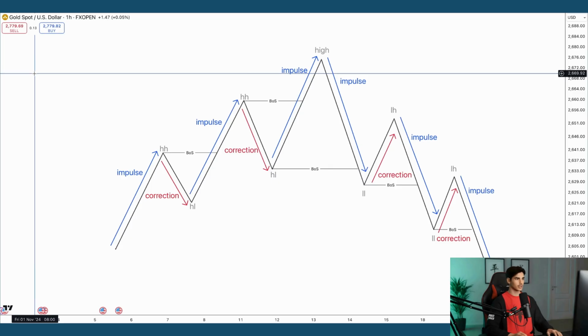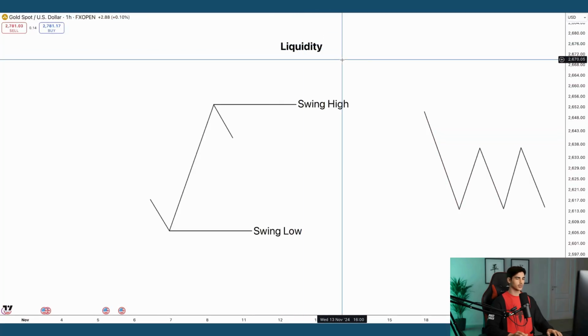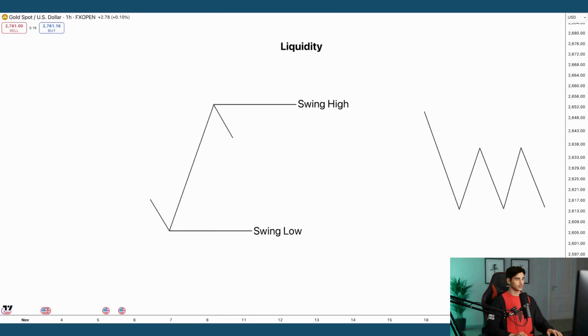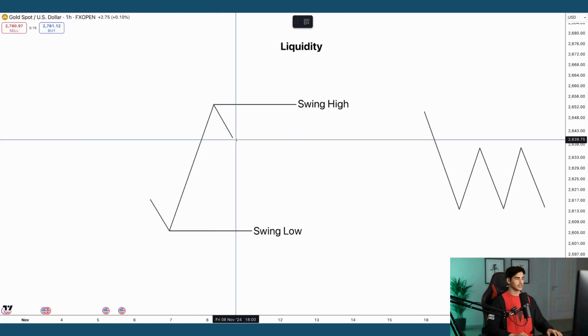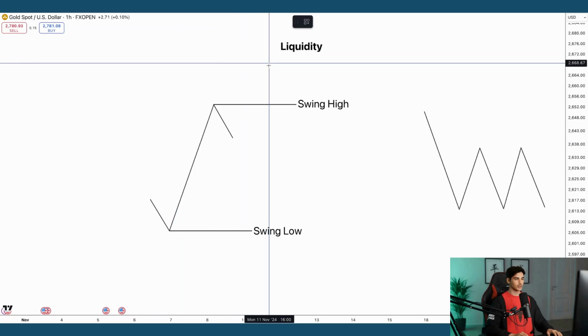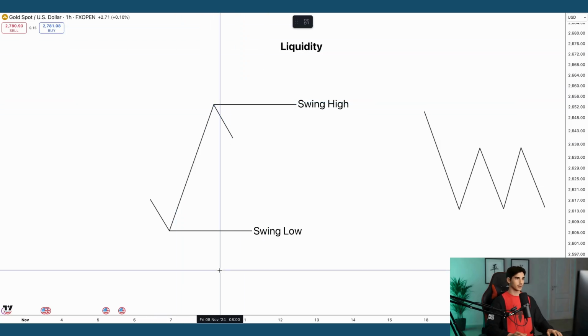Now let's talk about liquidity. Liquidity refers to orders or money. Now, markets move due to orders and money and transactions taking place and passing hands in the market. To understand liquidity, we just want to think about where people are generally buying and selling from.